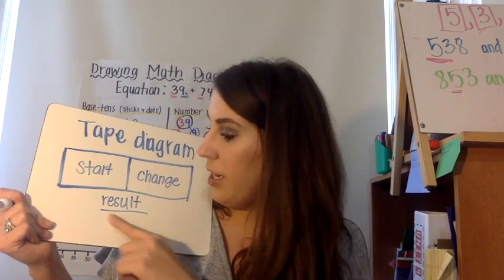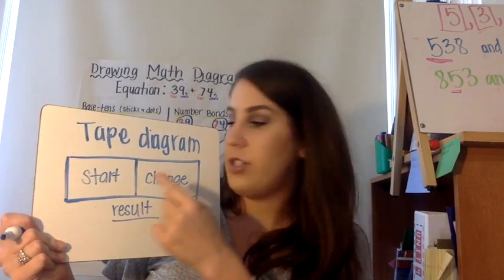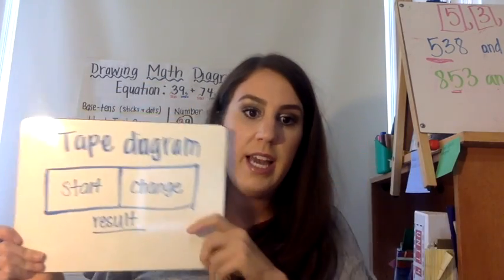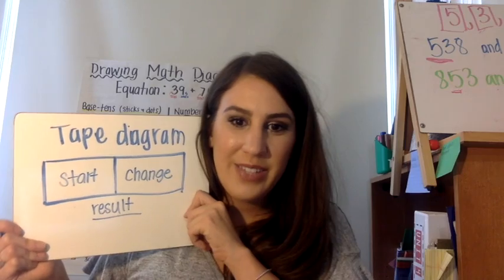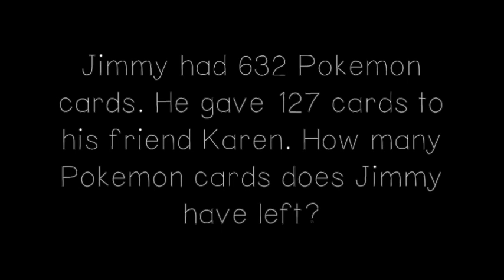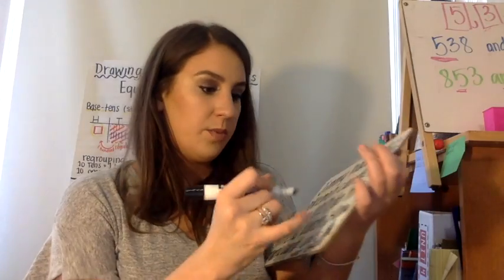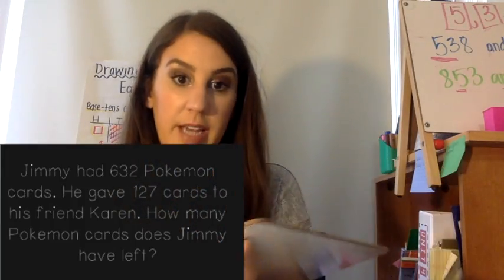And then the last part is the result. And the result is the start plus the change, or the start minus the change. It's what happens at the end, what you're left with. So let's do an example all together. Jimmy had 632 Pokemon cards. He gave 127 cards to his friend Karen. How many Pokemon cards does Jimmy have left? Okay, so let's think about what this would look like on a tape diagram.